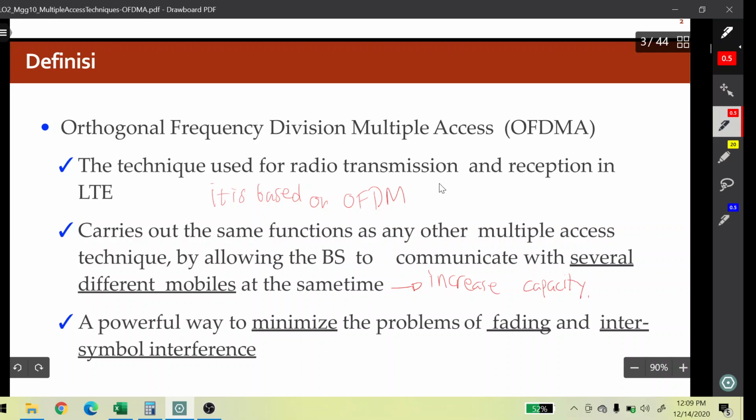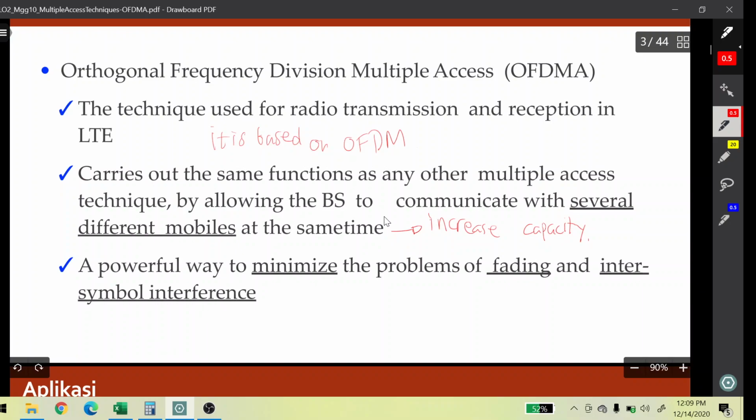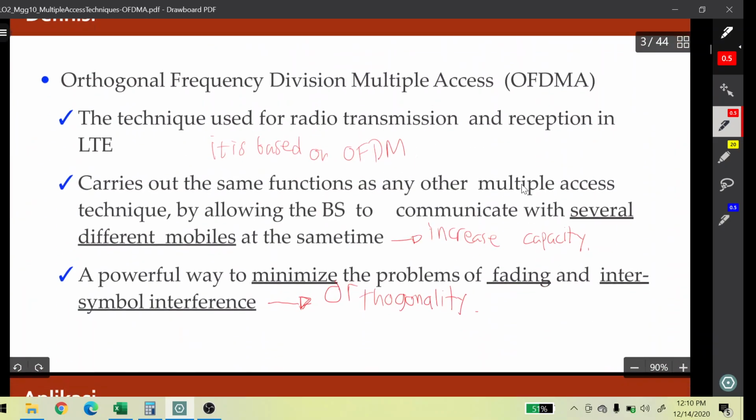It also provides a powerful way to minimize the problems of fading and intersymbol interference. We have already learned about this. This is enabled by the concept of orthogonality, right? By using the orthogonality of each frequency center of its subcarriers, we can minimize fading and intersymbol interference.